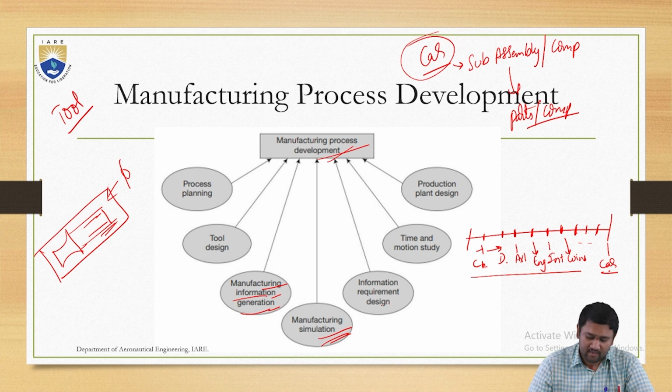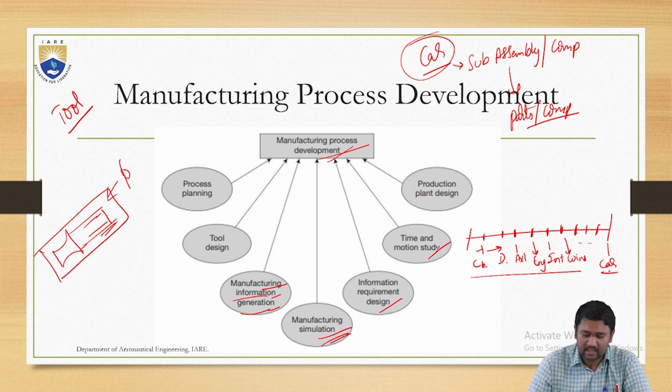Next is the information requirement design, right? Now in this, what we will be doing is basically according to the information that a manufacturer generates, based on that you will be designing.